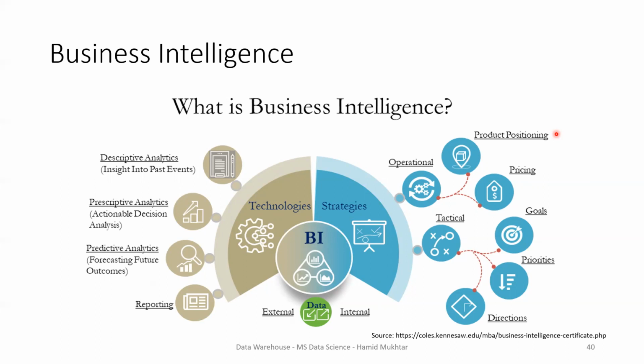So there are mainly 4 things: descriptive analytics, prescriptive analytics, predictive analytics, and then reporting. Reporting is a general concept, but the analytics, these 3 things, are very interesting, and you will learn about them maybe in data mining or in some other course in detail. Okay, so what is descriptive analytics? This is a type of analysis which gives you insight into past events, what has happened. So you analyze past year data.